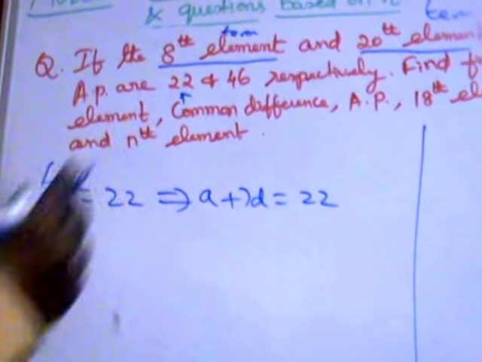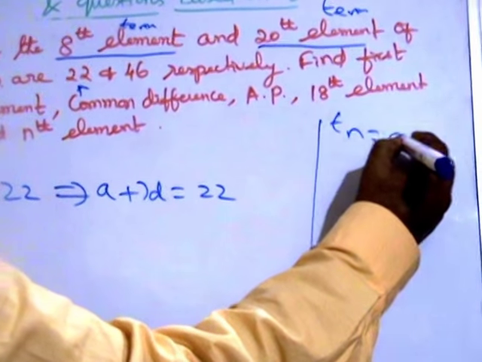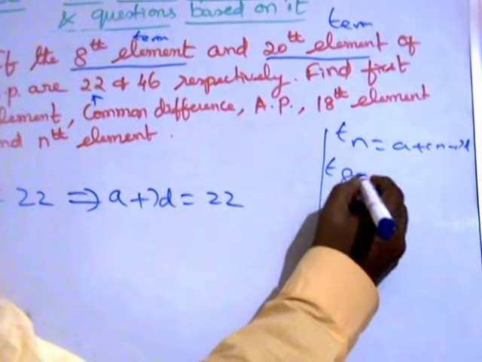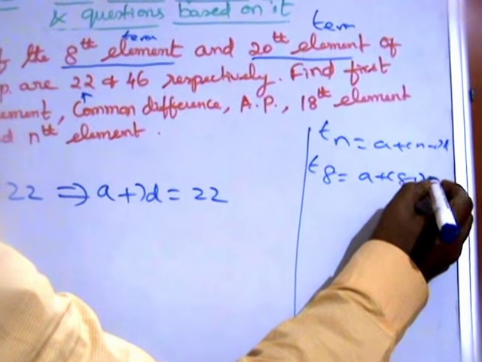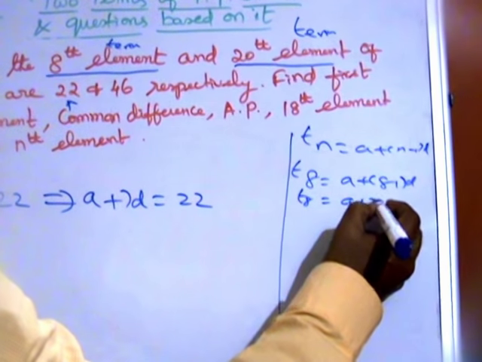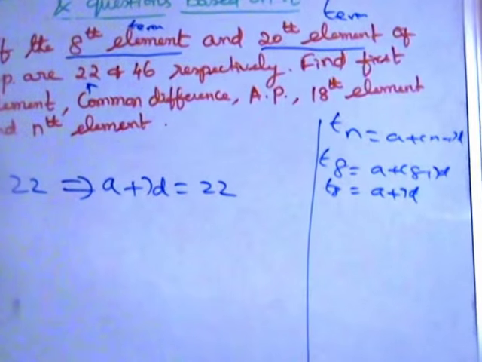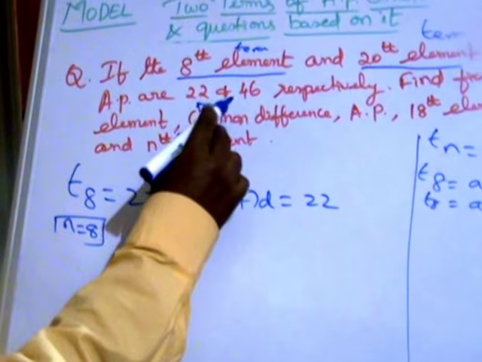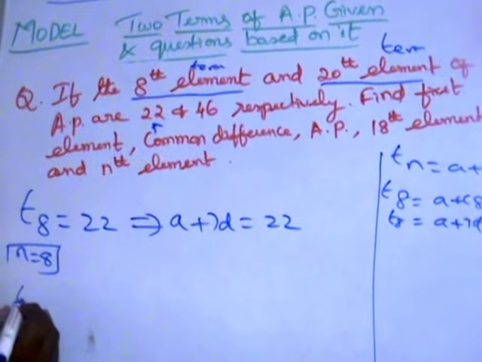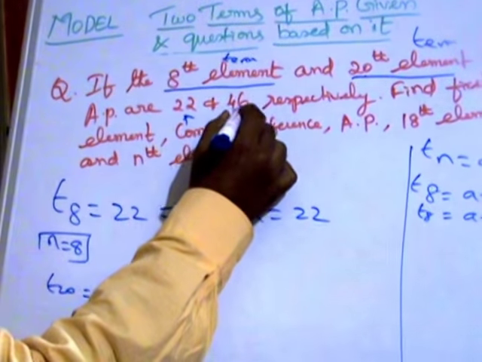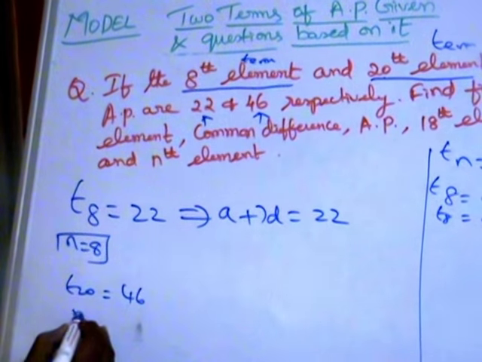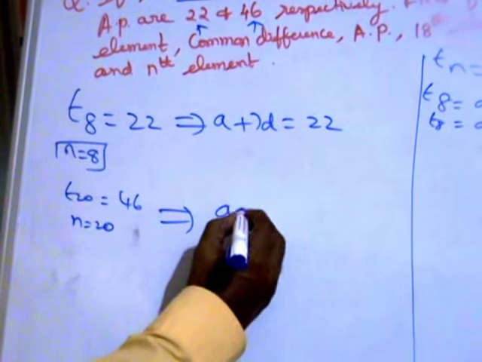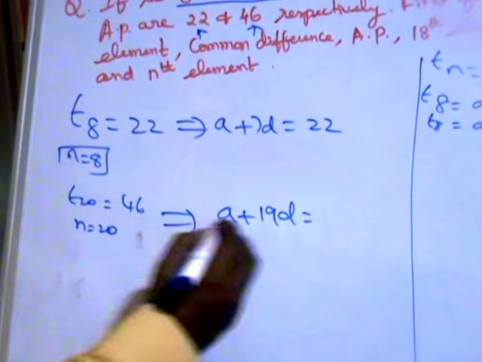I told you already. If not, you can do it in the rough work. Look here. Tn equal to a plus n minus 1 into d. T8, put n equal to 8, you get a plus 8 minus 1 into d. T8 equal to a plus 7d. So instead of doing that, straight away when n equal to 8, reduce one number here. Next is given as what? The 20th term. T20 is given as 46. So n is equal to 20. So straight away you can write this as a plus 19d equal to 46.